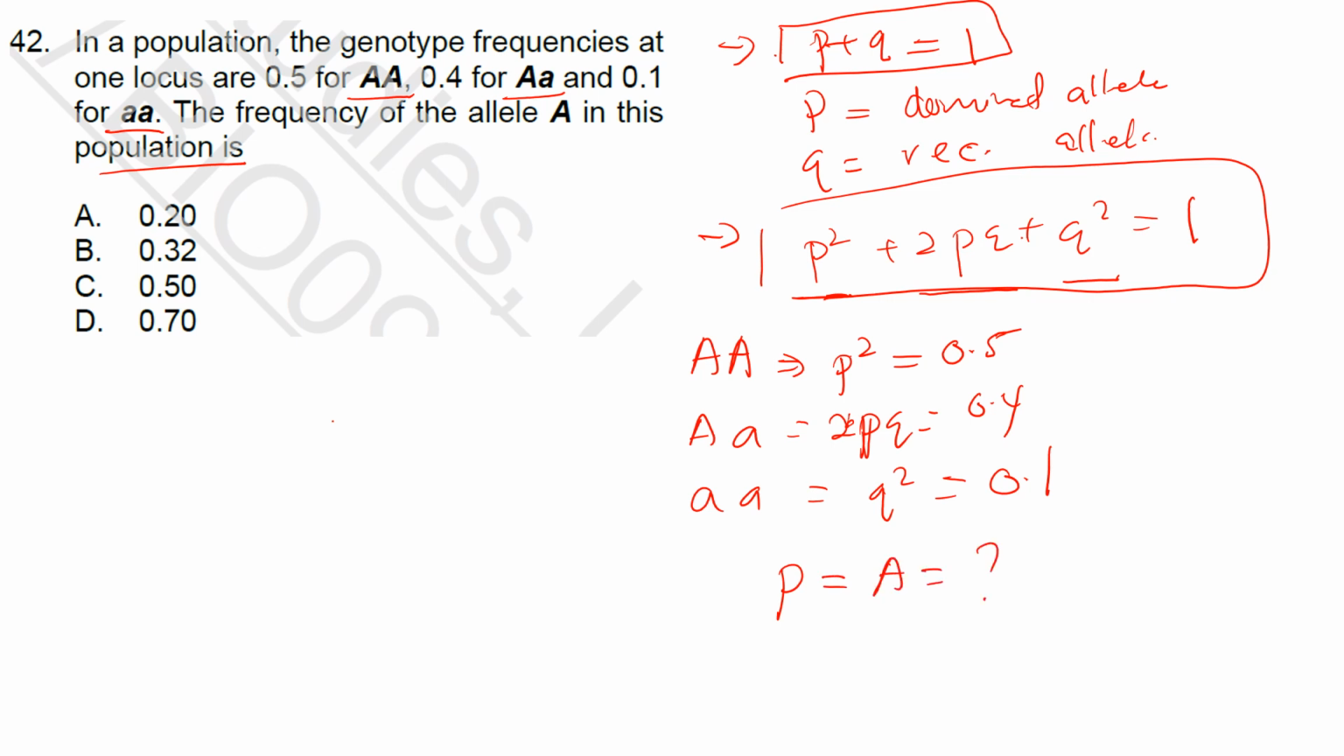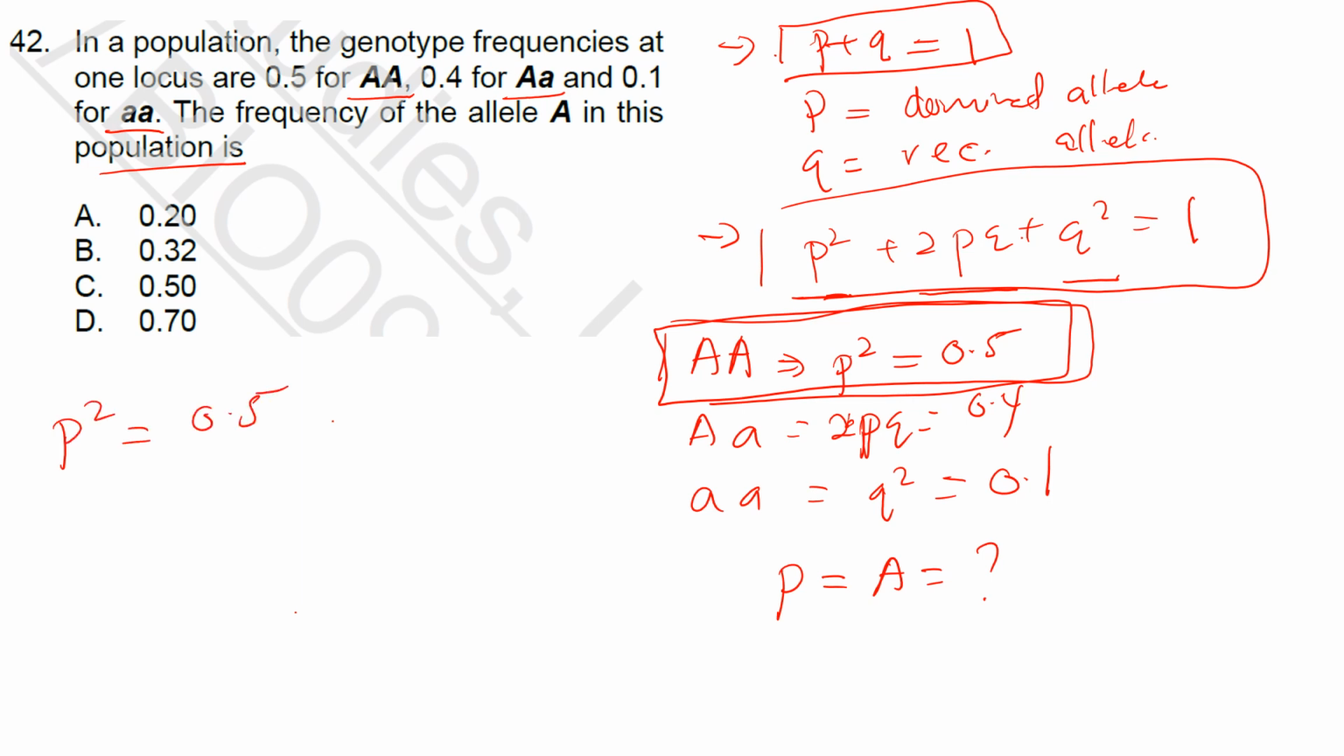Nak tahu kena berapa. Okay, so in this case, the question is really simple, where you will use only this information. Okay, this information. P squared equals to 0.5. So that means the frequency of the dominant allele will be square root of 0.5. You will get what? Okay, so you will get 0.7. Okay, 0.7. So the answer will be D.